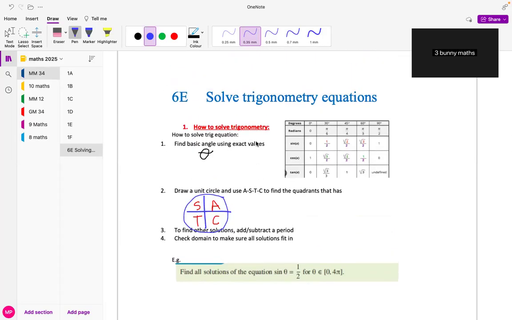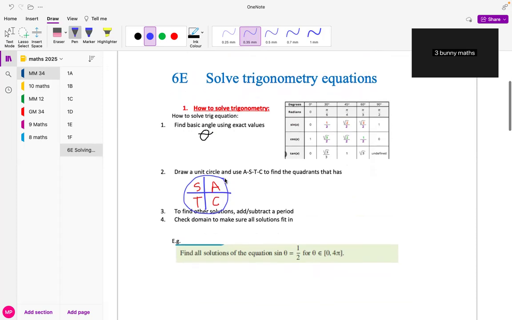Hi everyone. This is chapter 6A, solving trigonometry equations. So I have listed out four main steps that you should follow when you solve sine, cos or tan equations. Your first step is you always find the basic angle using the exact values table. We're going to call that theta, okay?